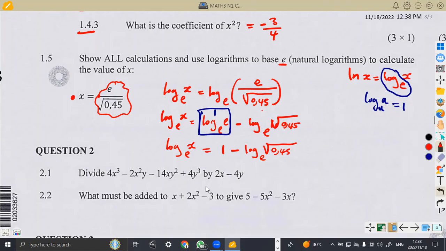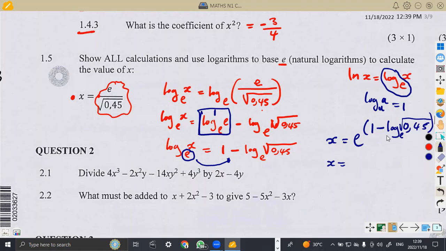From this part, what we need is to find x. So we now apply the laws of logarithms. We can write this in exponential form to get our x. This x is going to have the base, which is e, to the exponent of the answer that we have. So it's going to be e to the exponent of 1 minus the logarithm of 0.45 under the square root, in base e. Remember your base, don't forget the base. Okay, so the moment we do this, we've got our x.